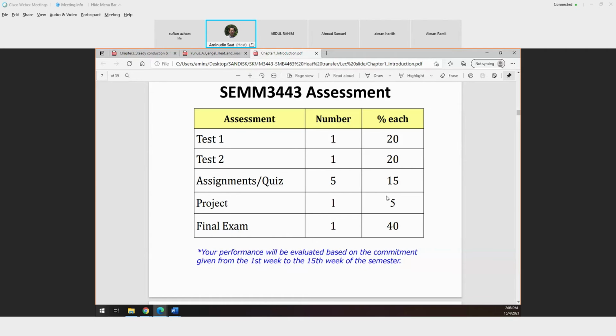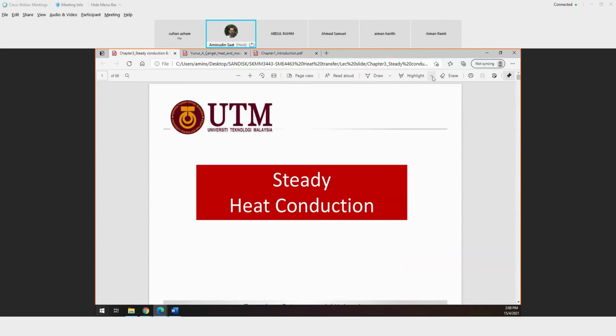It is supposed to be a week before, or one or two weeks before the semester break. So that is about the coming assessment.